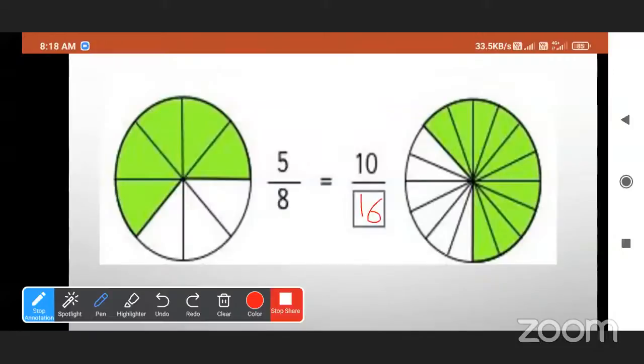Okay, there is another method also. See, 5 upon 8 and 10 upon 16 are equivalent. If we multiply both numerator and denominator by the same number, then we get another equivalent fraction. Okay, see here, 5 into 2 is 10 and 8 into 2 is 16. So the answer is correct. 10 upon 16. Very good.